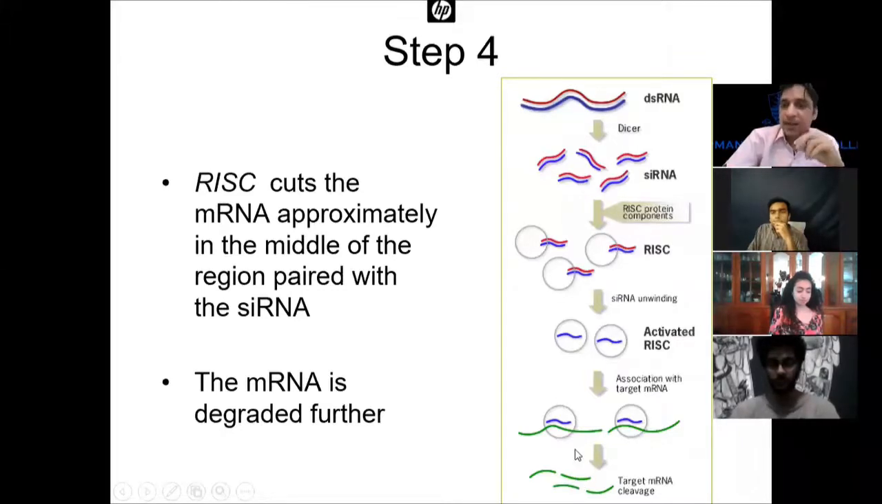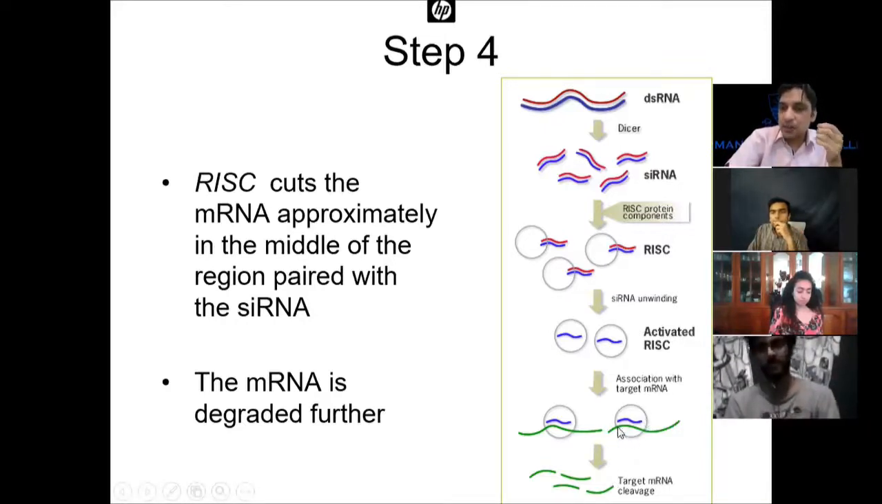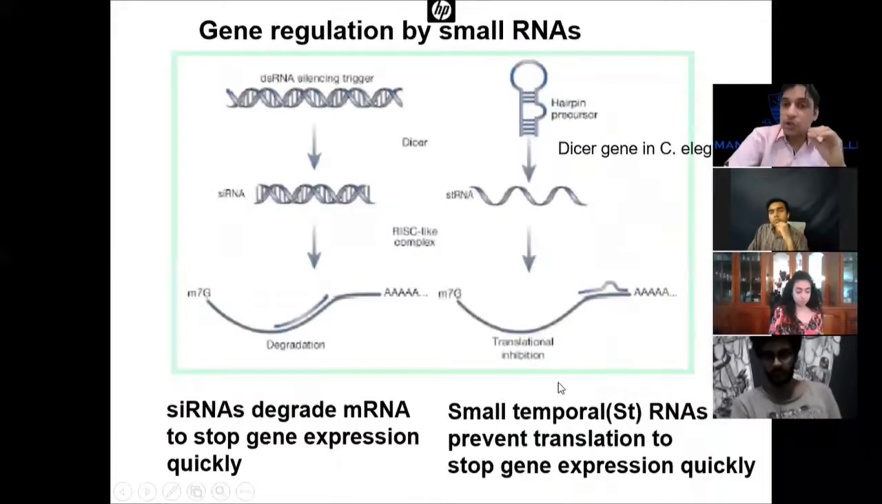The other way is that as long as the RISC proteins are out there on the messenger RNA, it will not allow the ribosomes to utilize that messenger RNA anymore. So it can actually block the translational machinery as well. As long as it is there, the translational machinery will not be able to translate that messenger RNA, and that is how it actually blocks the function of a particular gene.